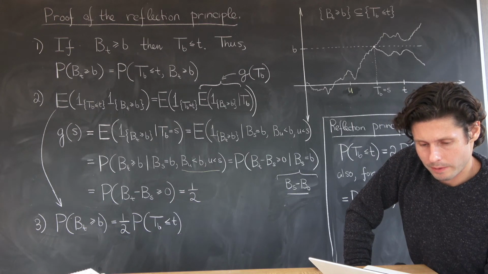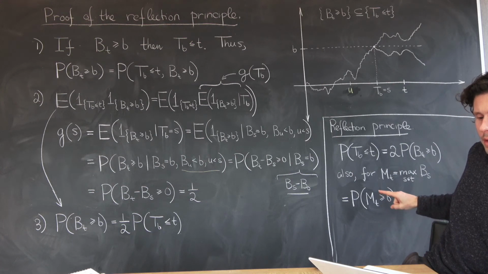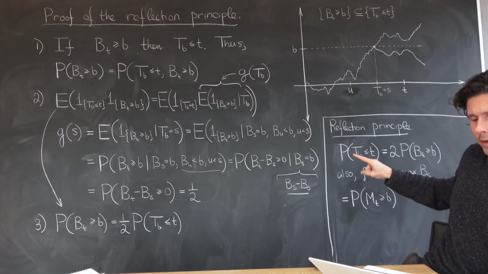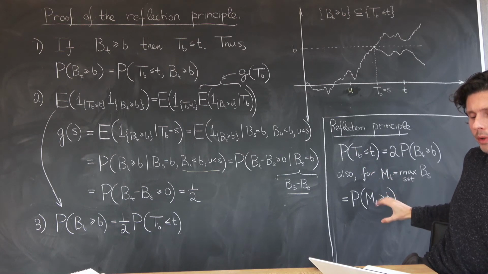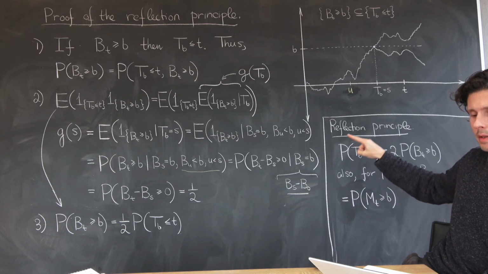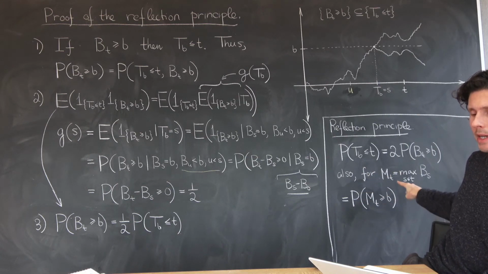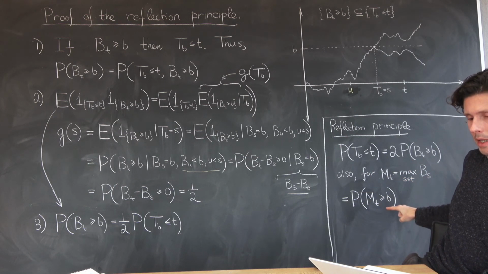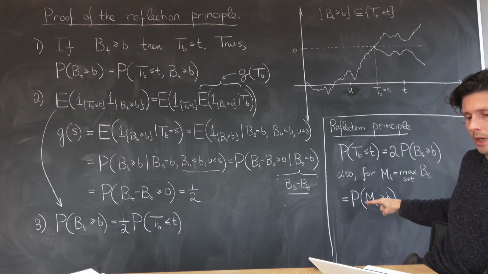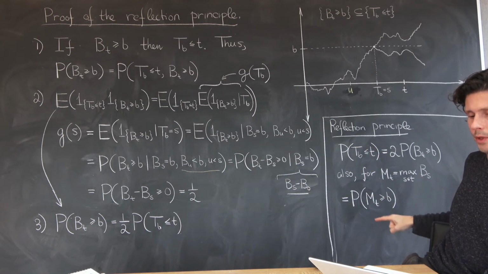There's maybe just one more thing to say. The reflection principle has an extra part to it, which equates not just these two probabilities, but also equates this one, the one of interest, to this probability in terms of the maximum of the Brownian motion. And that's easy to see why. In fact, this event and this event are one and the same. So let's think about it.